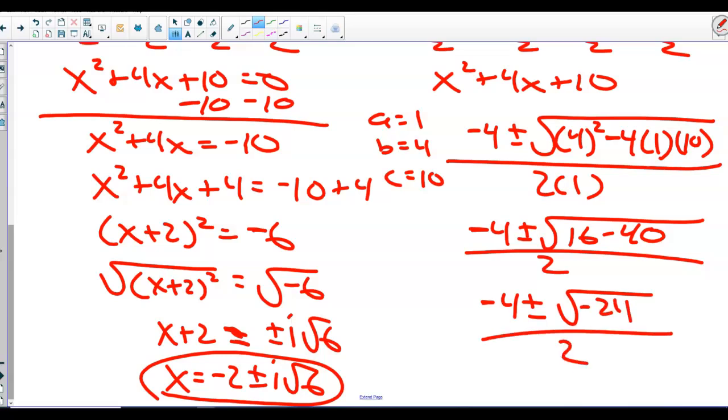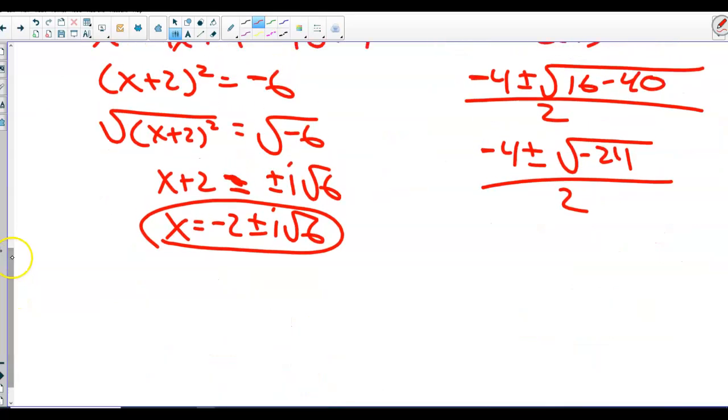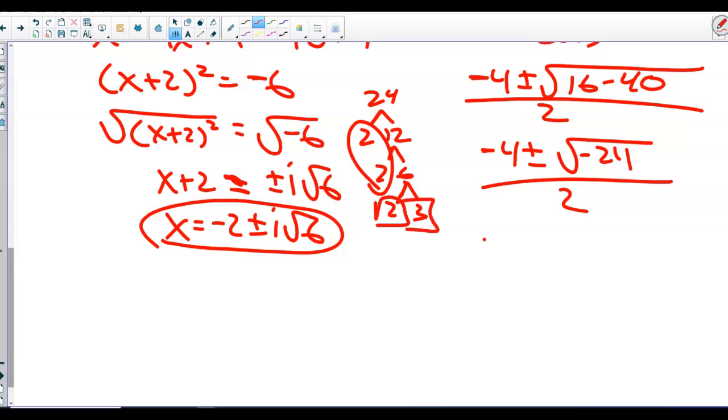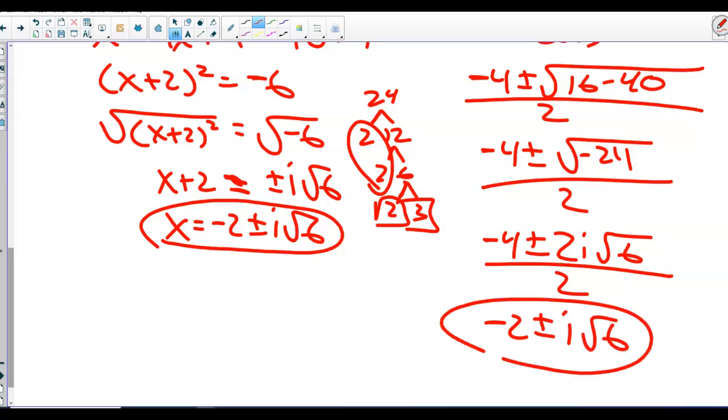When you simplify 24, this is what it will look like. 2 and 12, 2 and 6, 2 and 3. Pair of 2s, and the 2 times 3 goes on the inside. So negative 4 plus or minus 2i root 6 over 2. And then you simplify it. Negative 4 over 2 is negative 2, plus or minus i root 6. You will get the same exact answer. Does not change.